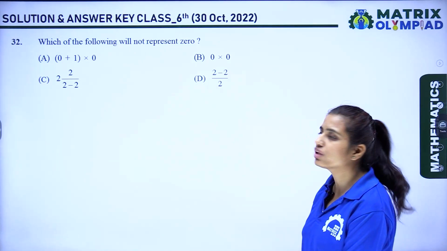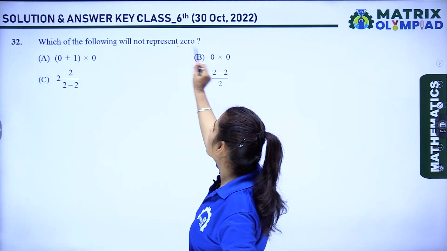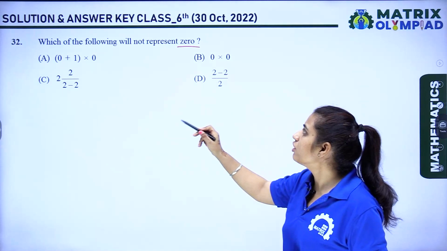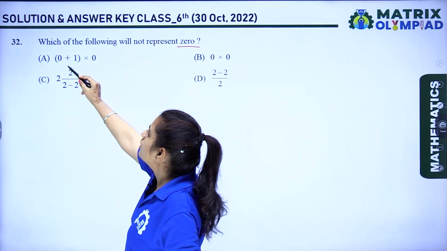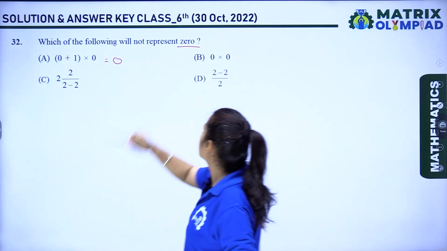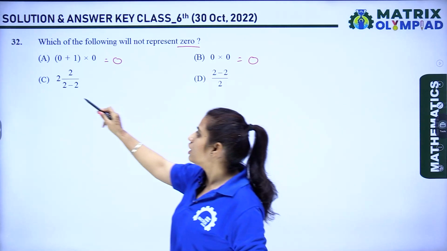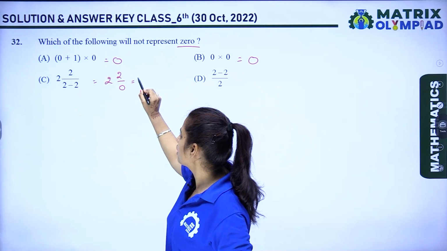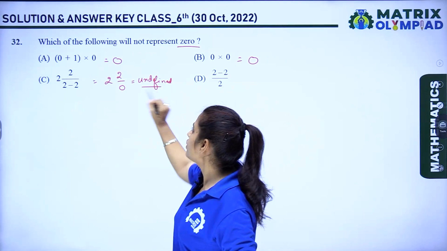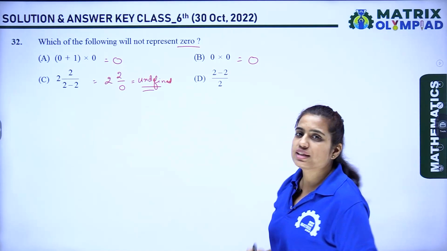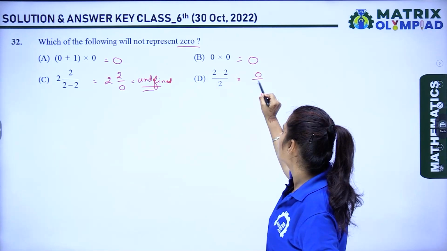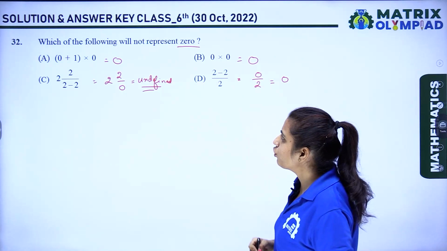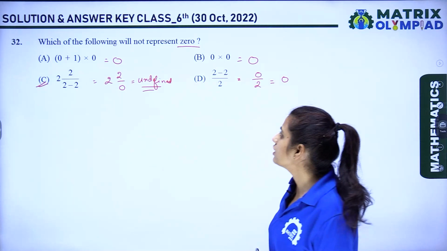Which of the following will not represent 0? Here we have to find the expression which is not representing 0 in the options. So 0 plus 1 is 1, and 1 multiplied by 0 gives us 0. The second option, 0 multiplied by 0 is 0. Now here 2 minus 2 is 0 in the denominator, so we write this as undefined, because 0 is in the denominator. Here 2 minus 2 is 0 upon 2, which gives us 0. So out of these 4 options, only option C is the correct answer, as it is not representing 0.